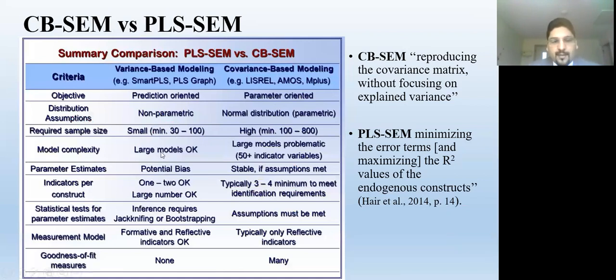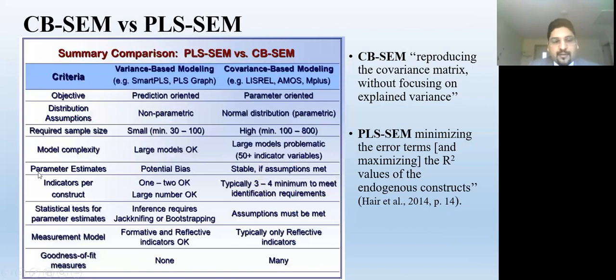In terms of model complexity, we can draw and propose a large or complex model. We can include many factors as dependent or independent factors. But in CB-SEM, we have restrictions. We are not able to employ many factors. We can include factors with fewer than 50 items, because if you increase these items, the error will increase, and it's very difficult to rely on the results.